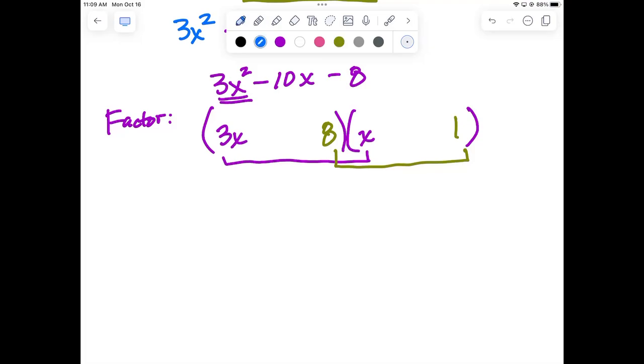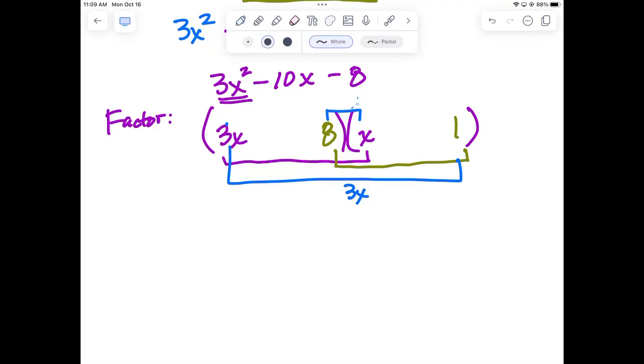Let's check the inner and outer. The inner here is 8x, and the outer is 3x. What's 8x plus 3x? Is that 11? No. What's 8x minus 3x? Is that 10? You're either going to add those or subtract those to get the middle term. That doesn't work, does it? So it's not going to be that.